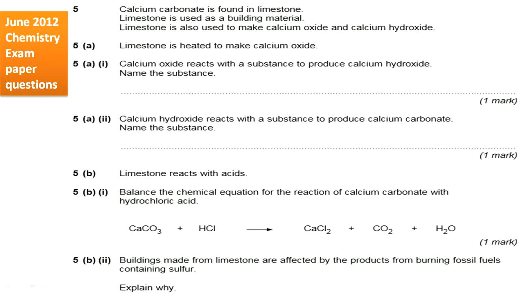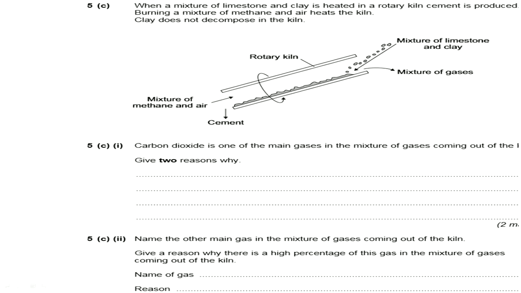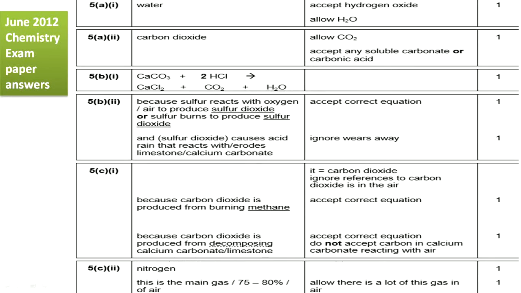This question is from the June 2012 chemistry exam paper. Pause the video and answer the questions to gain some exam practice. Now let's go over on the next slide. There are more questions, and 5C22 is worth 2 marks. It should be out of the kiln. Now let's go over the answer from 5A to 5C.